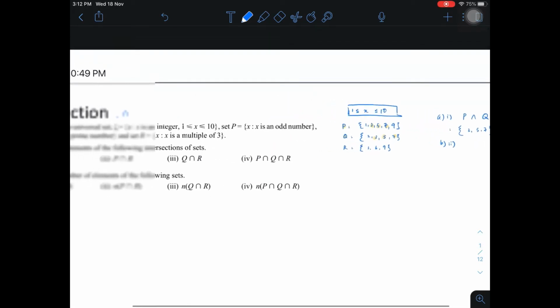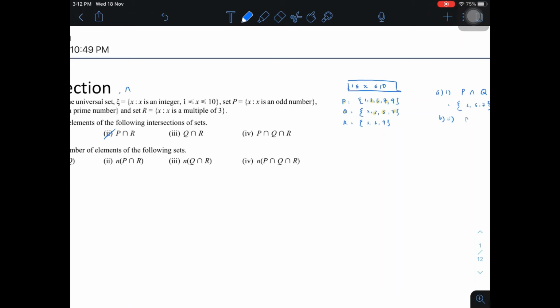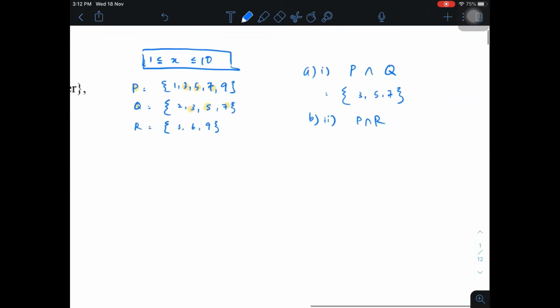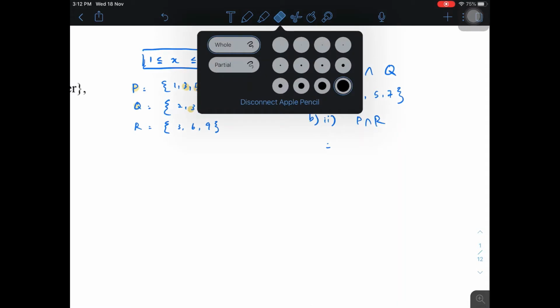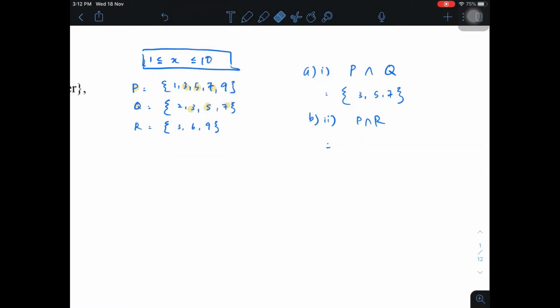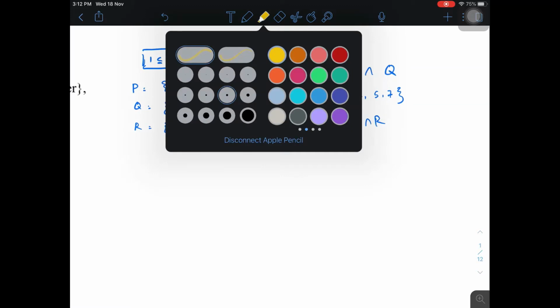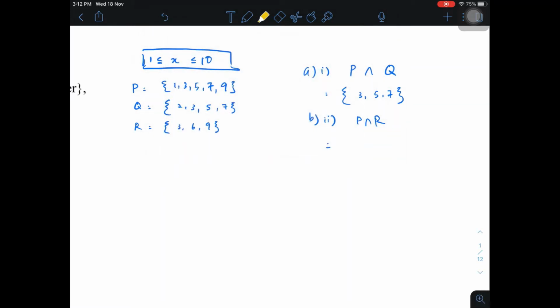And then we'll go to the next question. What is the intersection between P and R? Again, let me remove the highlighter first for you guys to see clearly. Okay. The next one you want to look for is the intersection between P and R, which is this. We'll ignore Q right now. What are the similarities between P and R? 3 is repeating, and 9. So in other words, the intersection would be 3 and 9. And the third question.